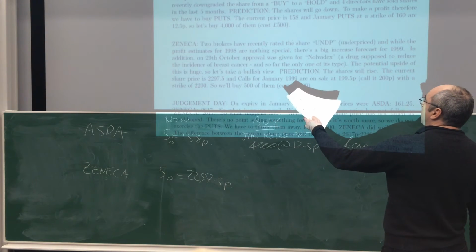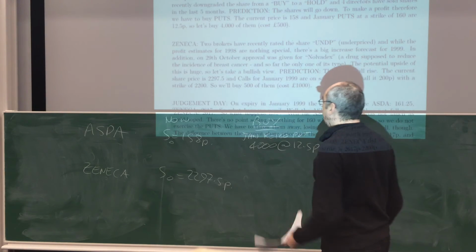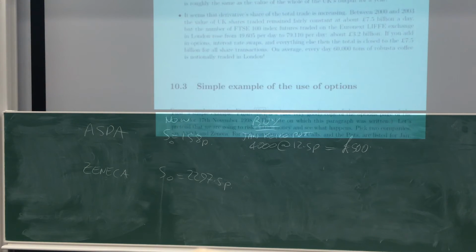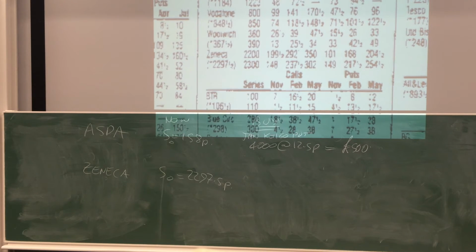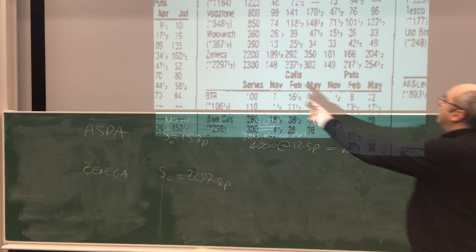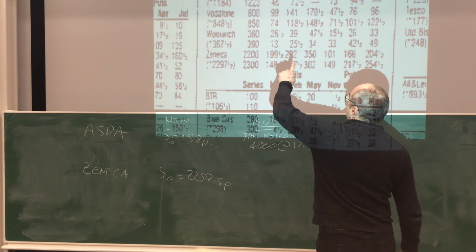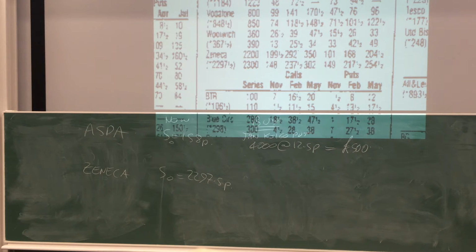But I can get January calls on sale at say 200p with a strike of 2,200. So let me just check what that is. If we go to Zeneca, there, okay. Here's the 2,200 strike column. This is the January column, 199.5. So I'll call that 200 for the calculation.